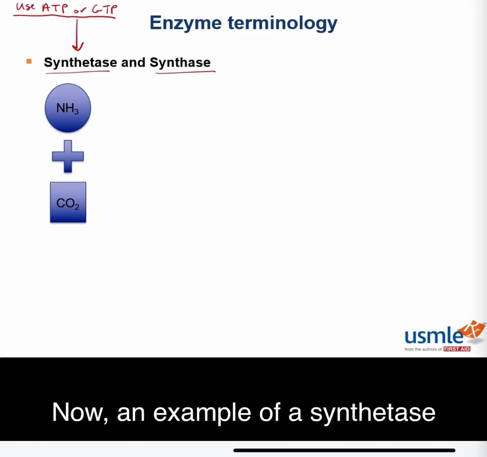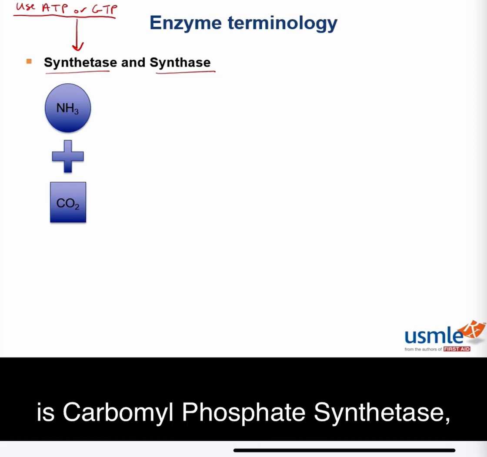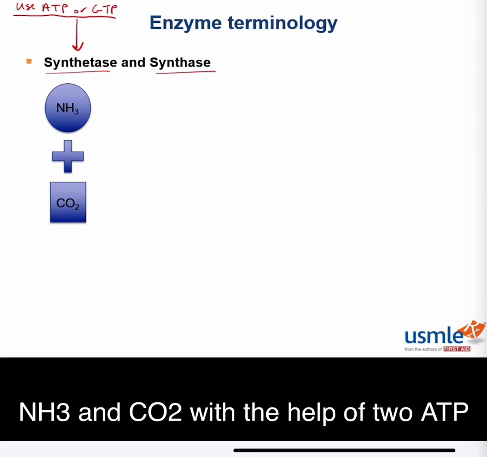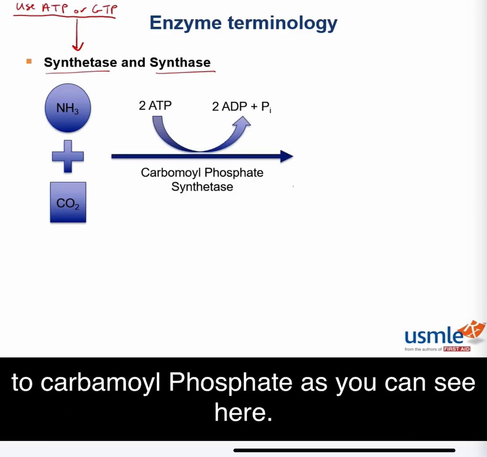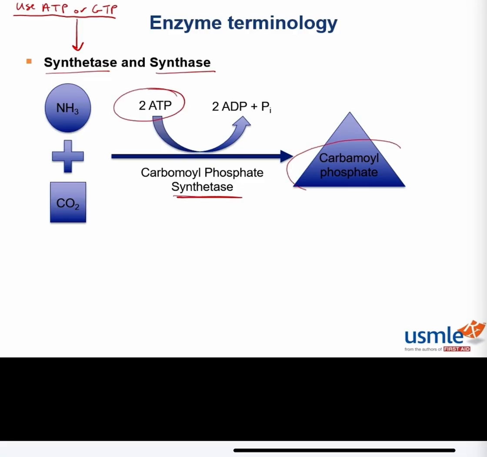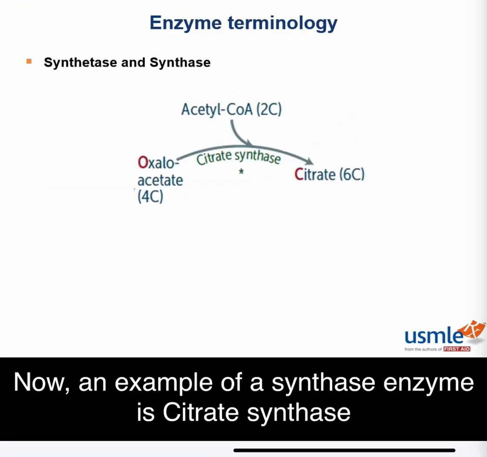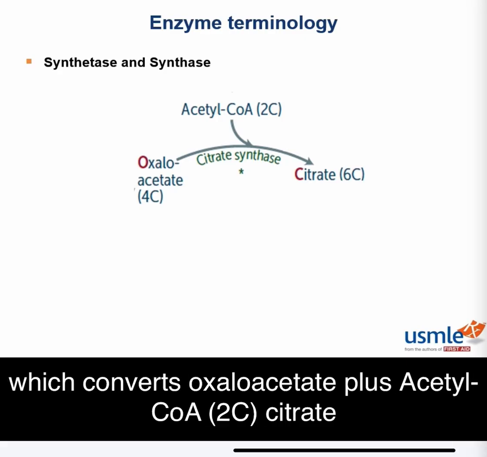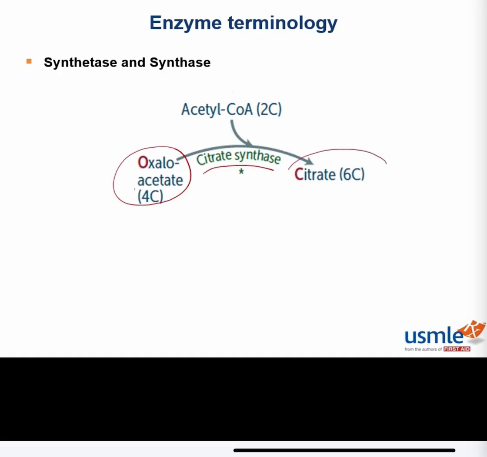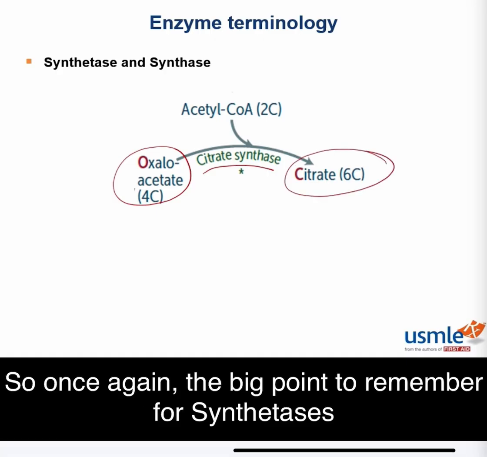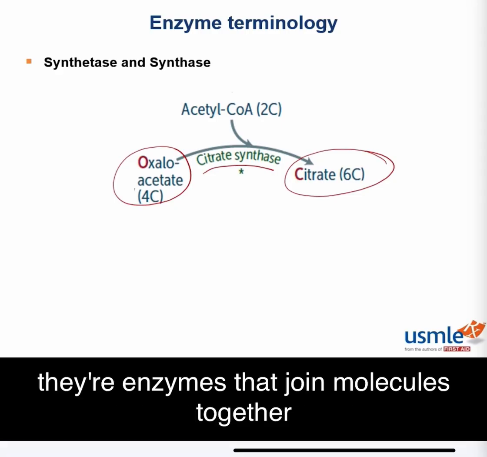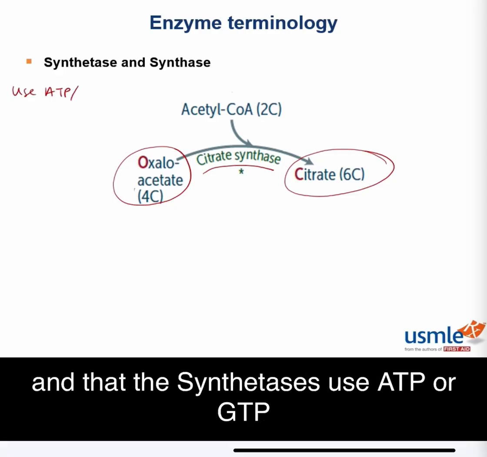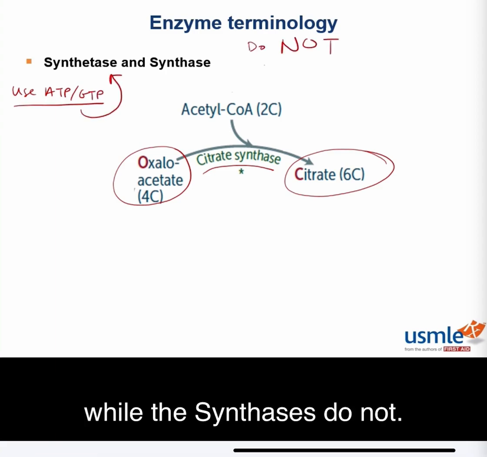Now an example of a synthetase is carbonyl phosphate synthetase, an enzyme which converts ammonia, NH3, and CO2 with the help of 2 ATP to carbonyl phosphate, as you can see here. Now an example of a synthase enzyme is citrate synthase, which converts oxaloacetate plus acetyl-CoA to citrate, as you can see here. So once again, the big point to remember for synthetases and synthases are that they're enzymes that join molecules together, and that the synthetases use ATP or GTP, while the synthases do not.